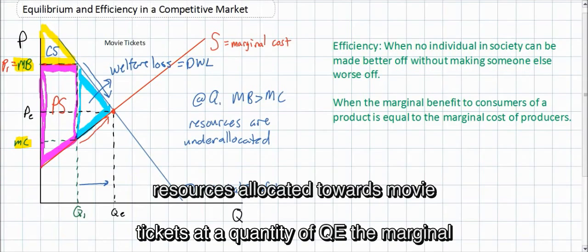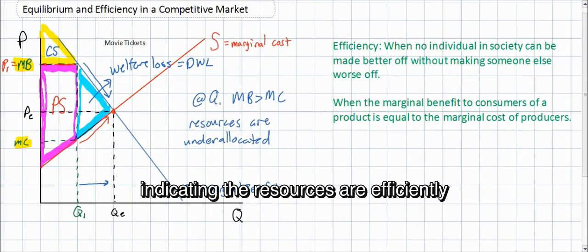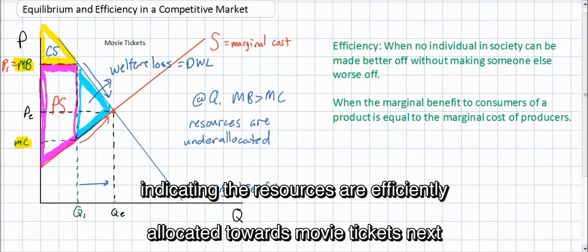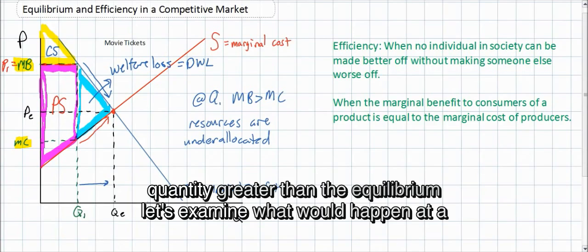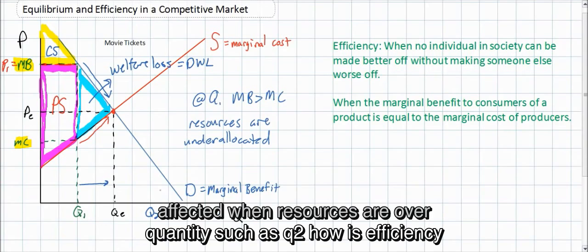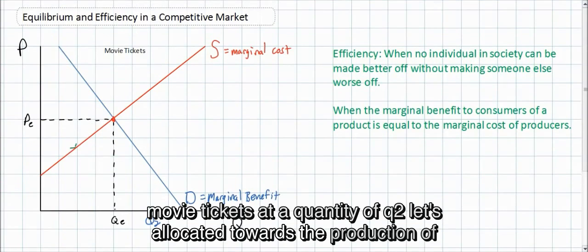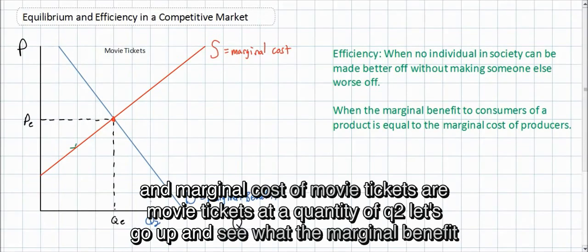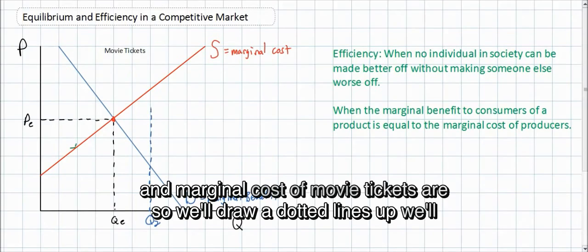At a quantity of QE, the marginal benefit equals the marginal cost, indicating that resources are efficiently allocated towards movie tickets. Next, let's examine what would happen at a quantity greater than the equilibrium quantity, such as Q2. How is efficiency affected when resources are over-allocated towards the production of movie tickets? At a quantity of Q2, let's go up and see what the marginal benefit and marginal cost of movie tickets are. So we'll draw our dotted lines up.